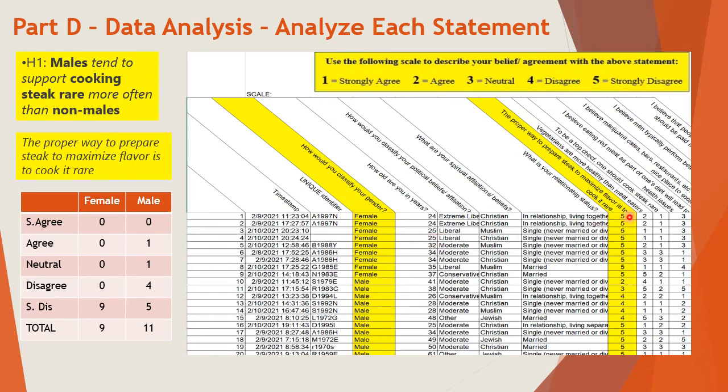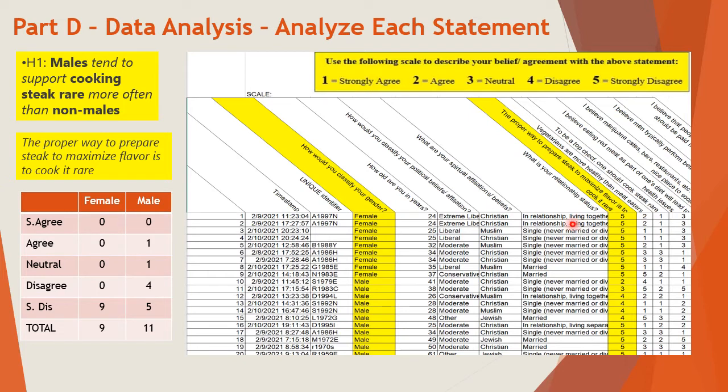So if I look at my numbers here, I can see that there are 9 females, and every single one of them strongly disagreed with this statement. So I had 0 1s there, 0 2s, 0 3s, 0 4s, and all 9 of the women answered 5.